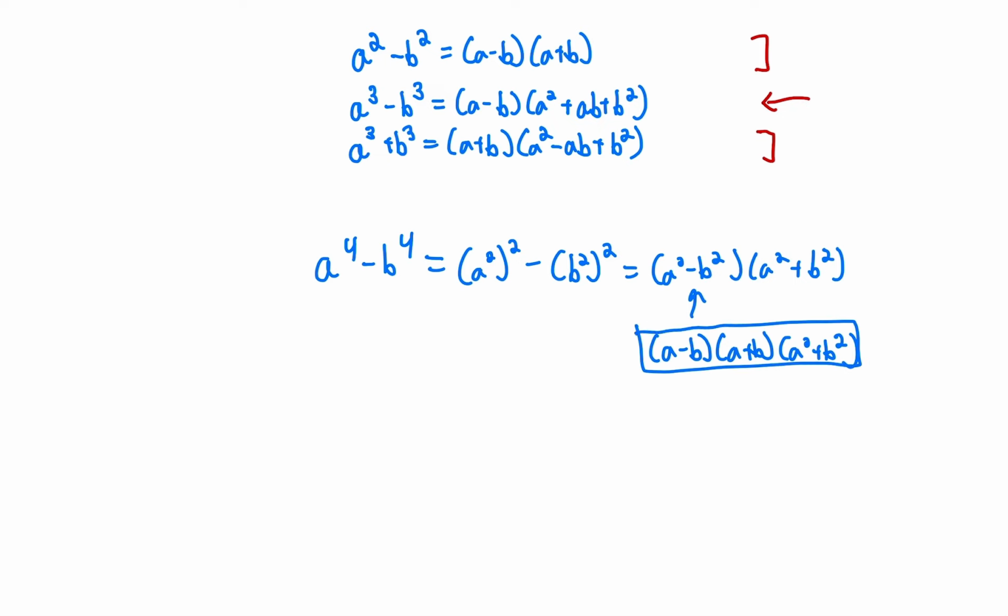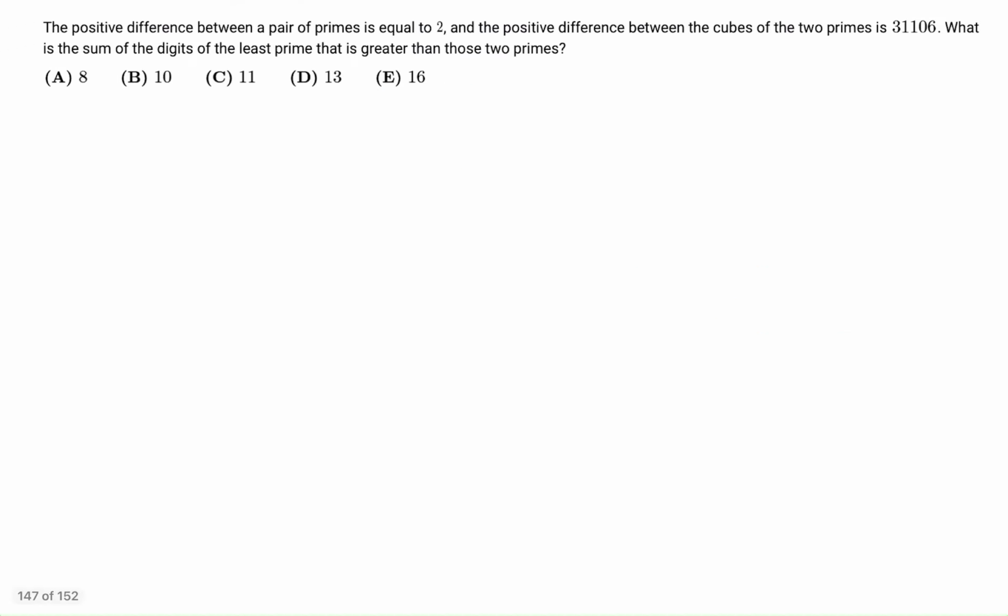Okay, so now let's move on to some examples sourced from past AMCs. So now let's do this one. The positive difference between a pair of primes is equal to 2, and the positive difference between the cubes of the two primes is 31106. What is the sum of the digits of the least prime that is greater than those two primes?